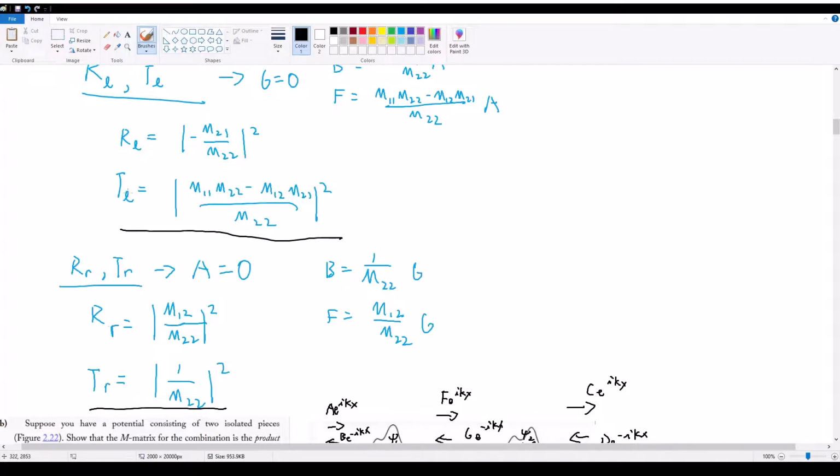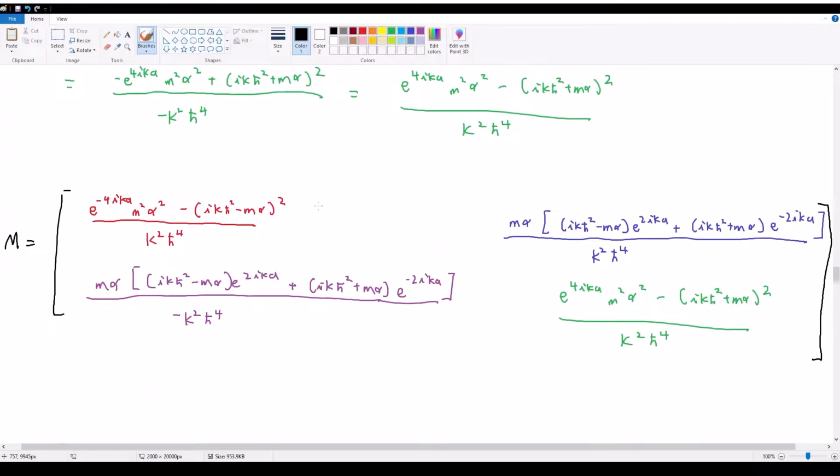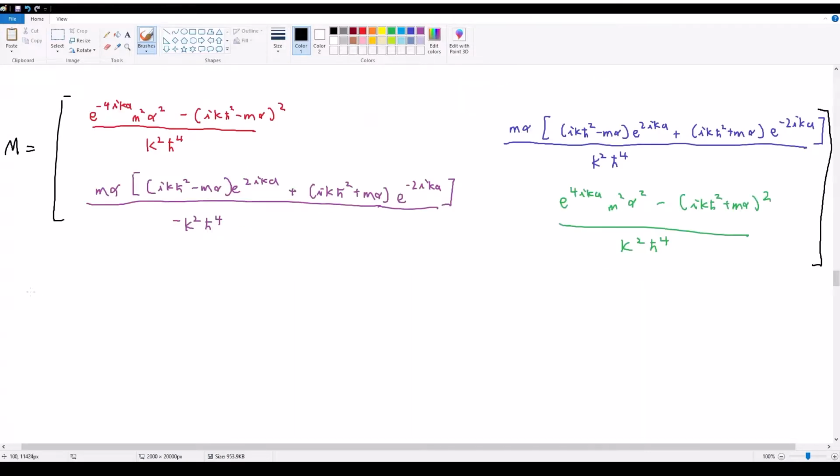If you want to find T sub L, by all means plug it in and find this horrible expression, but I really don't want to do that. So just to make my life easier, I'm going to solve for TR. If we solve for TR, then what we're going to find is that the transmission coefficient given an incident particle from the right is going to equal 1 over |m22| squared.